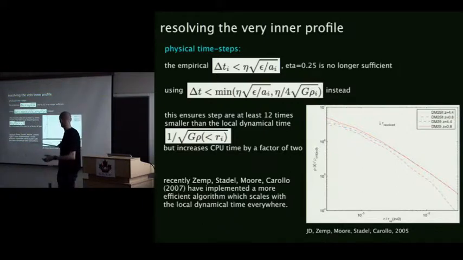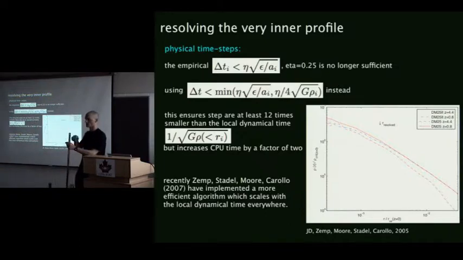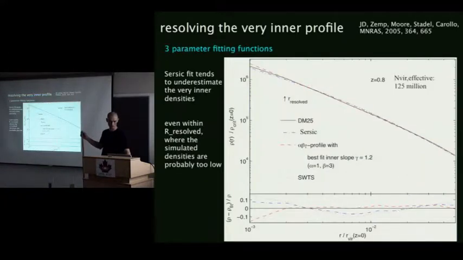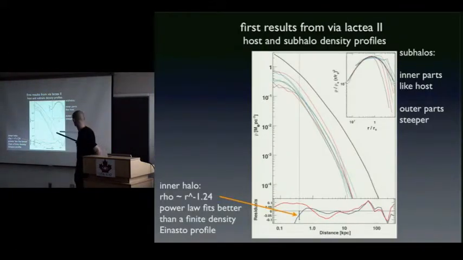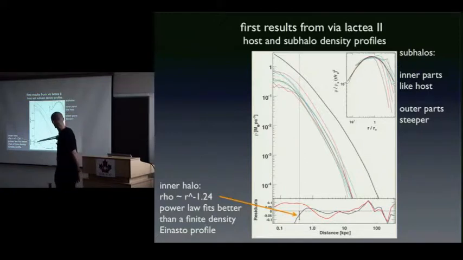He's implemented an efficient algorithm to find the dynamical center for each particle and then calculate the dynamical time, so the sort of enclosed mass around this center. And that's what should set the local time step for a particle. And that's what we use now in the new second Via Lactea run. So the density profile of the Via Lactea run is shown here. That doesn't show you very much. What you should look at is the residuals down here.